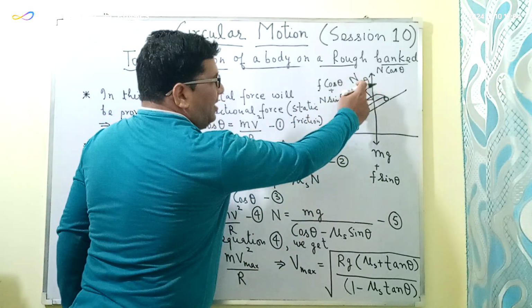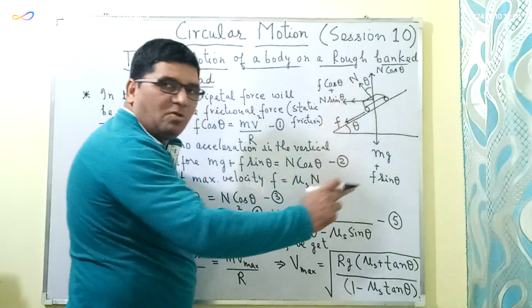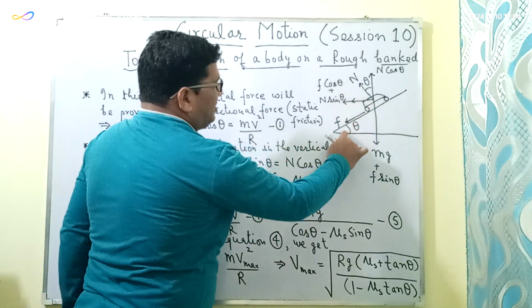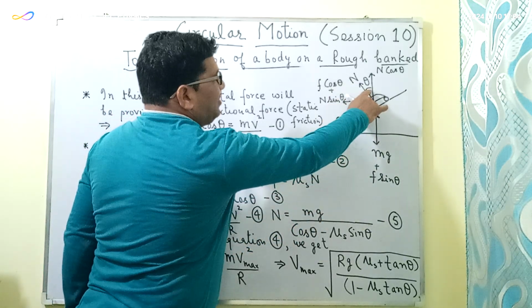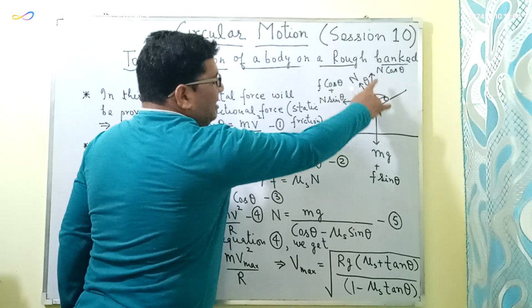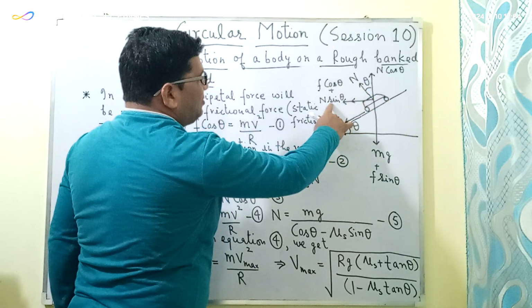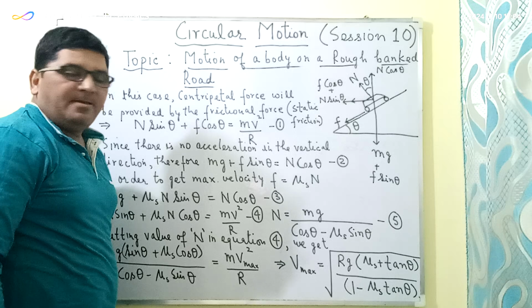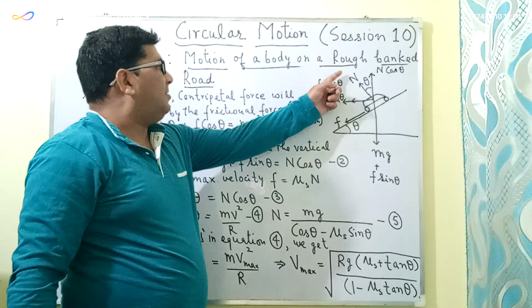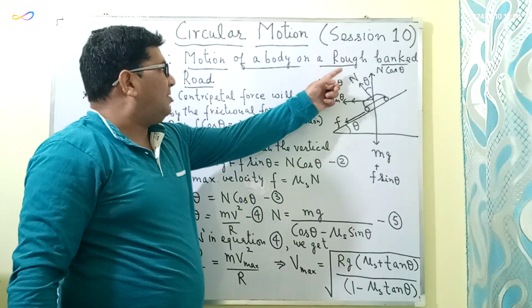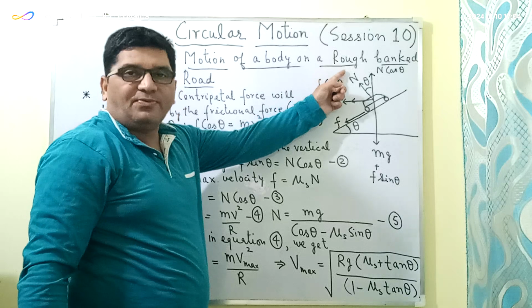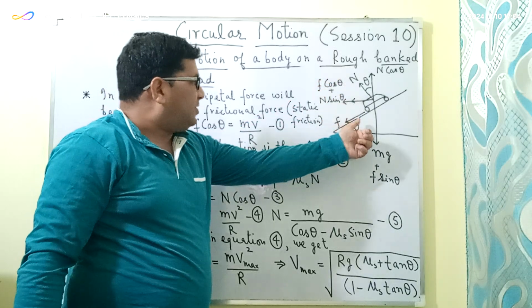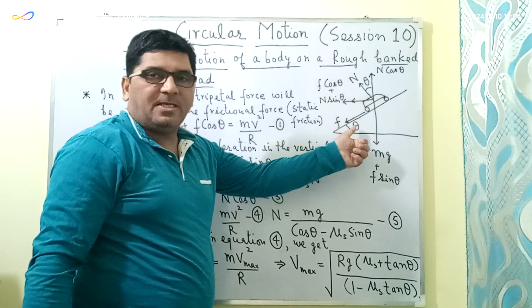I have indicated the direction of this normal. Now I have resolved this normal into two components. This angle is theta, so this angle will also be equal to theta. So this vertical component will be equal to N cos theta, and the horizontal component will be equal to N sin theta.